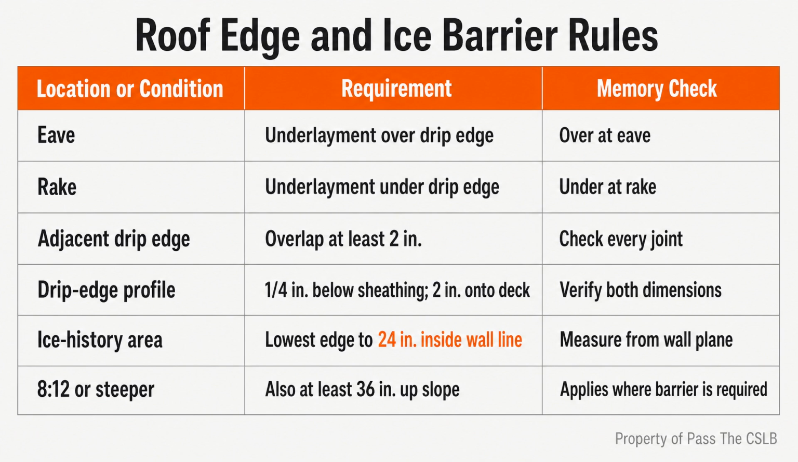Adjacent drip edge pieces overlap by at least 2 inches. The drip edge extends at least 1/4 inch below the roof sheathing and at least 2 inches back onto the roof deck. These are small dimensions with a large coordination effect because the perimeter detail becomes difficult to repair neatly after the roof covering is complete.